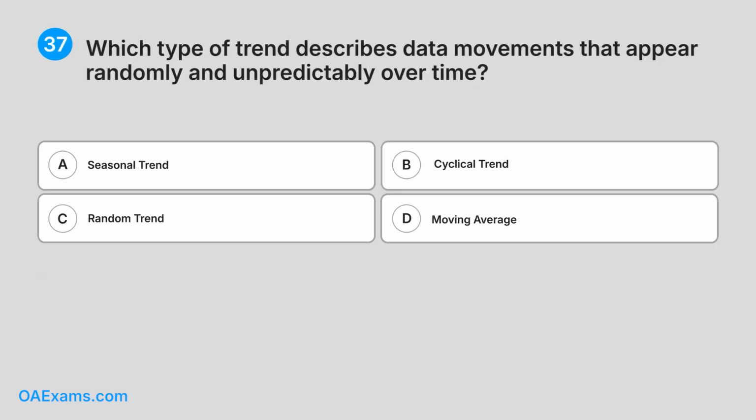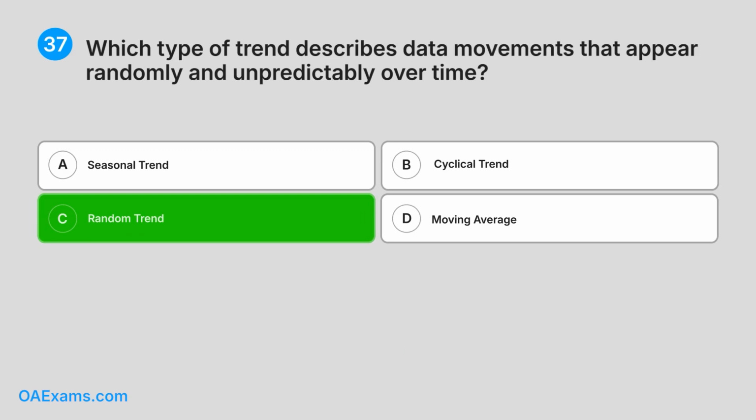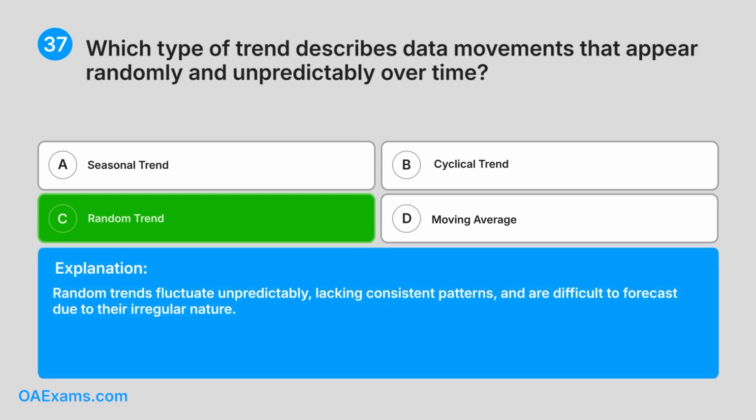37. Which type of trend describes data movements that appear randomly and unpredictably over time? A. Seasonal trend. B. Cyclical trend. C. Random trend. D. Moving average. What do you think is the answer? Correct answer: C. Random trend. Explanation: Random trends fluctuate unpredictably, lacking consistent patterns, and are difficult to forecast due to their irregular nature.